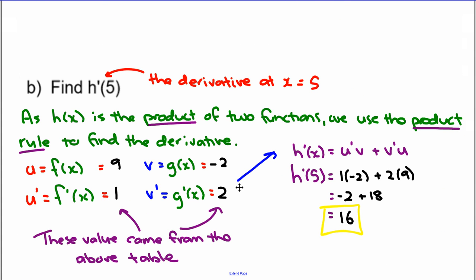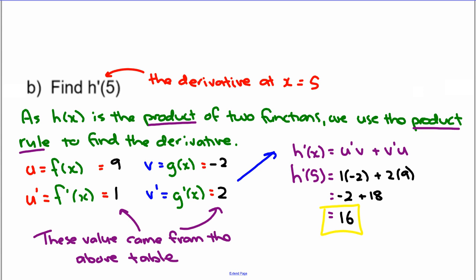So it's important to write them all out. Then we can just sub these numbers into the product rule. So h dash of x equals u dash v plus v dash u. u dash is 1, v is -2, so 1 times -2, plus v dash is 2, u is 9, so 2 times 9. 1 times -2 is -2, 2 times 9 is 18, -2 plus 18 is 16. Yay, so that's done. So the derivative at x equals 5 of that product of f of x and g of x is 16. So it's a positive gradient, if you were asked.